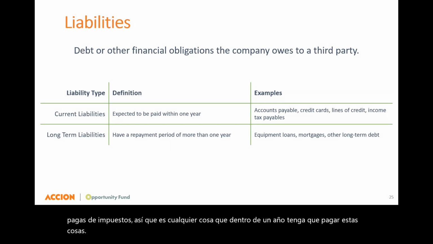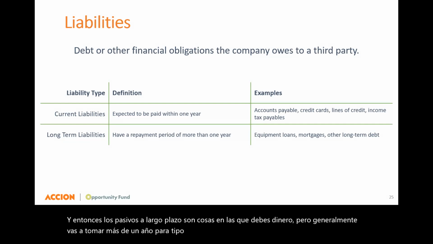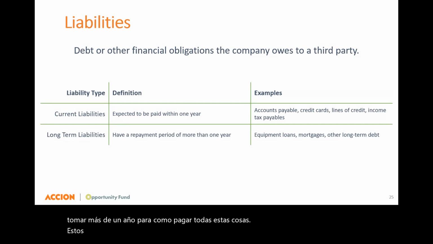And then long-term liabilities are things that you owe money on, but you're generally going to take longer than a year to pay all these things back. These are equipment loans, mortgages, and other long-term debts.